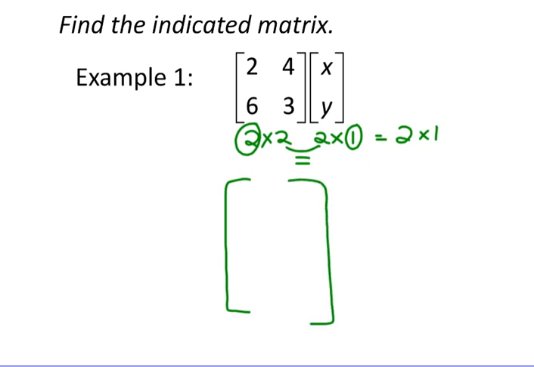So 2 times x is 2x plus 4 times y. Second row, 6 times x plus 3y. So we're multiplying the first row times the first column, second row times the first column, and that's our resulting matrix.